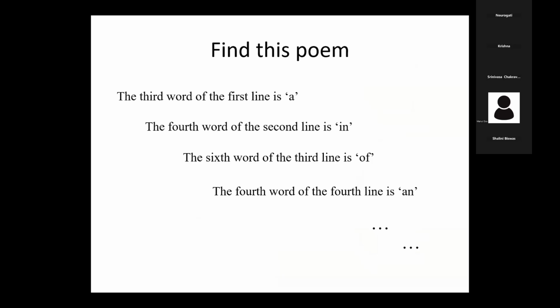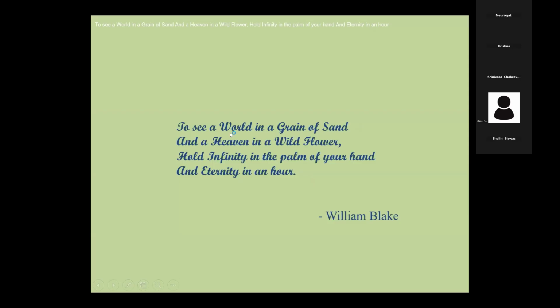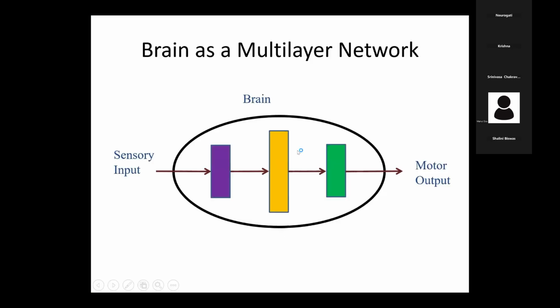The poem happens to be this poem by William Blake. Okay. So we need to do some kind of a reordering to put the brain in a proper order, looking at it like a deep network, and then it looks very simple. So think of the brain as a big deep network.